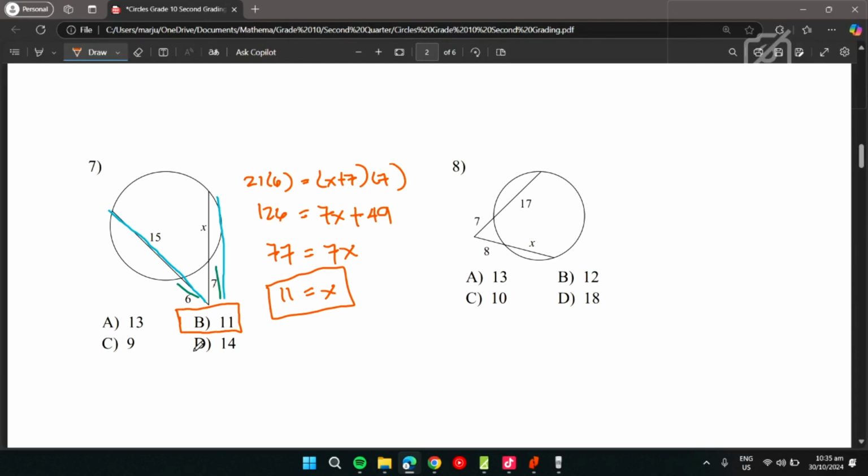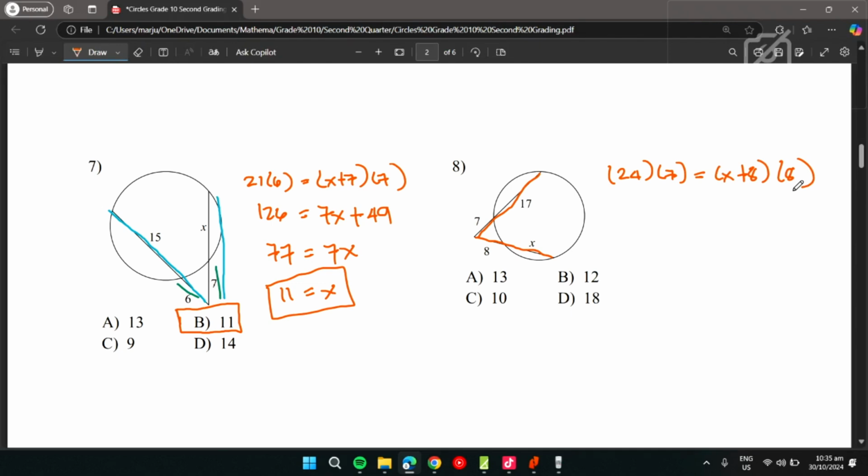Alright, let's do number 8. According to CV, number 8 is C. Let's try if that is really the answer. What do we do? The entire secant, 17 plus 7, that's 24, multiplied by the part, which is 7, equals the entire secant, x plus 8, and then the part is 8. Alright?